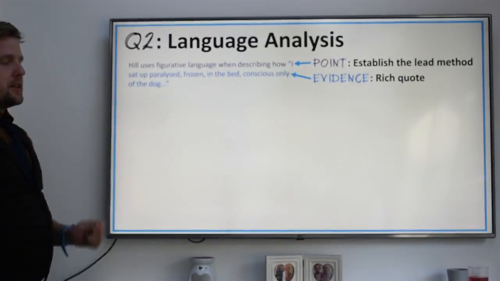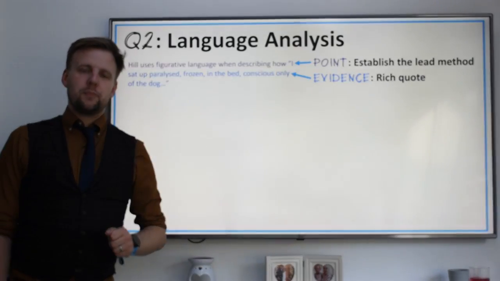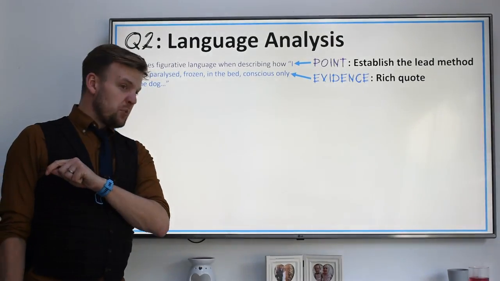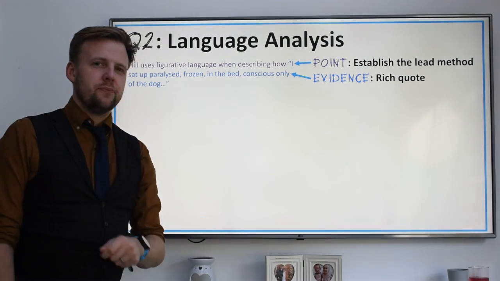Then put your evidence. There's your rich quote. The quote that we talked about earlier on. The quote that is quite simple, but there's loads for me to say about it.